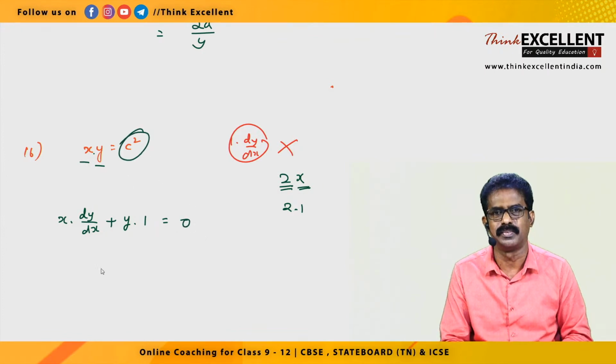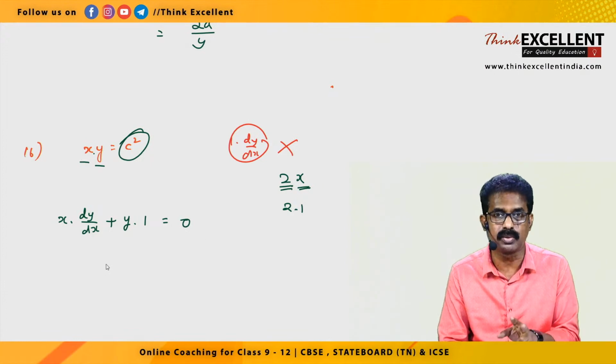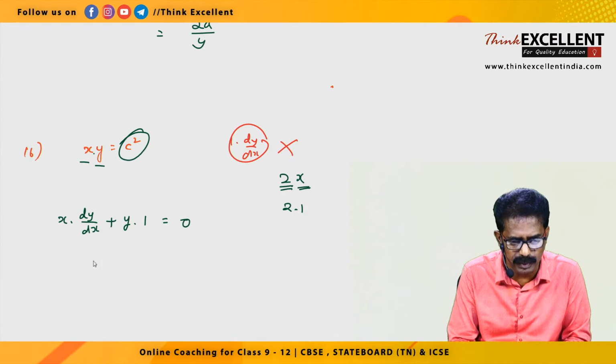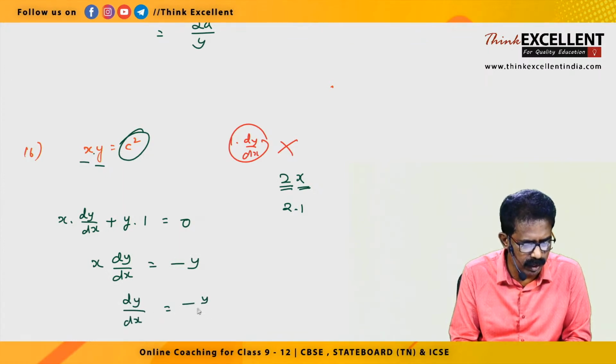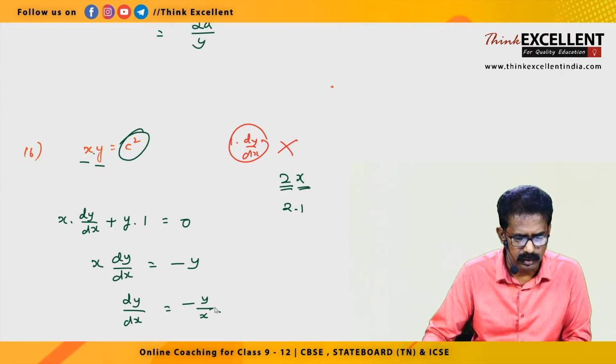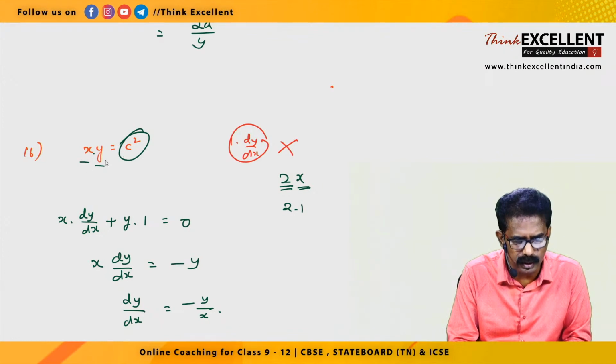Also x into y, product rule apply. That part you have to be very careful. So from here you find dy by dx. So x dy by dx is, take this y to the right side, minus y. So dy by dx is minus y by x. So x into dy by dx plus y into 1, c square derivative 0. So x dy by dx is minus y and dy by dx is minus y by x.